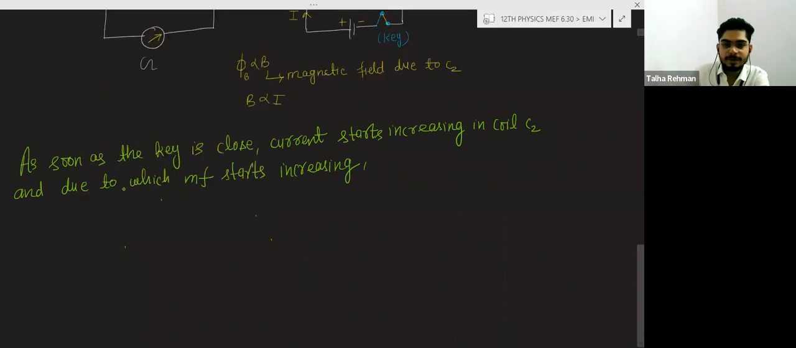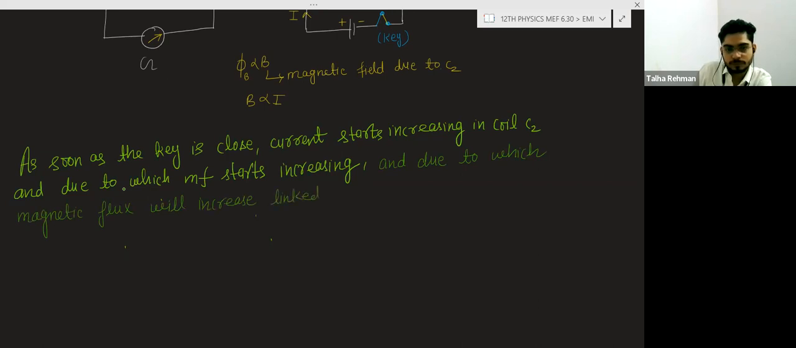So magnetic field starts increasing, due to which magnetic flux will increase linked with coil C1, and EMF is induced in C1 and induced current. So there will be the induced current here.